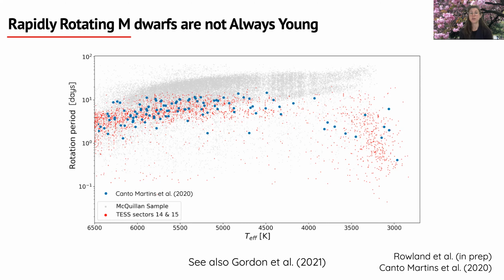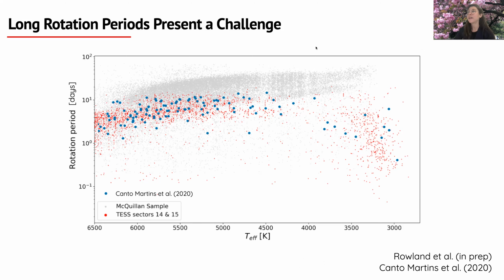One other thing I want to point out from these data is that long rotation periods clearly present a challenge. The Kepler underlying distribution of rotation periods shows that many stars rotate slowly, and yet the TESS rotation periods that we've measured so far are mostly shorter than around 13, 14 days. And that is partly because a lot of these stars are just observed in single TESS sectors, so they only have 27 days of data.